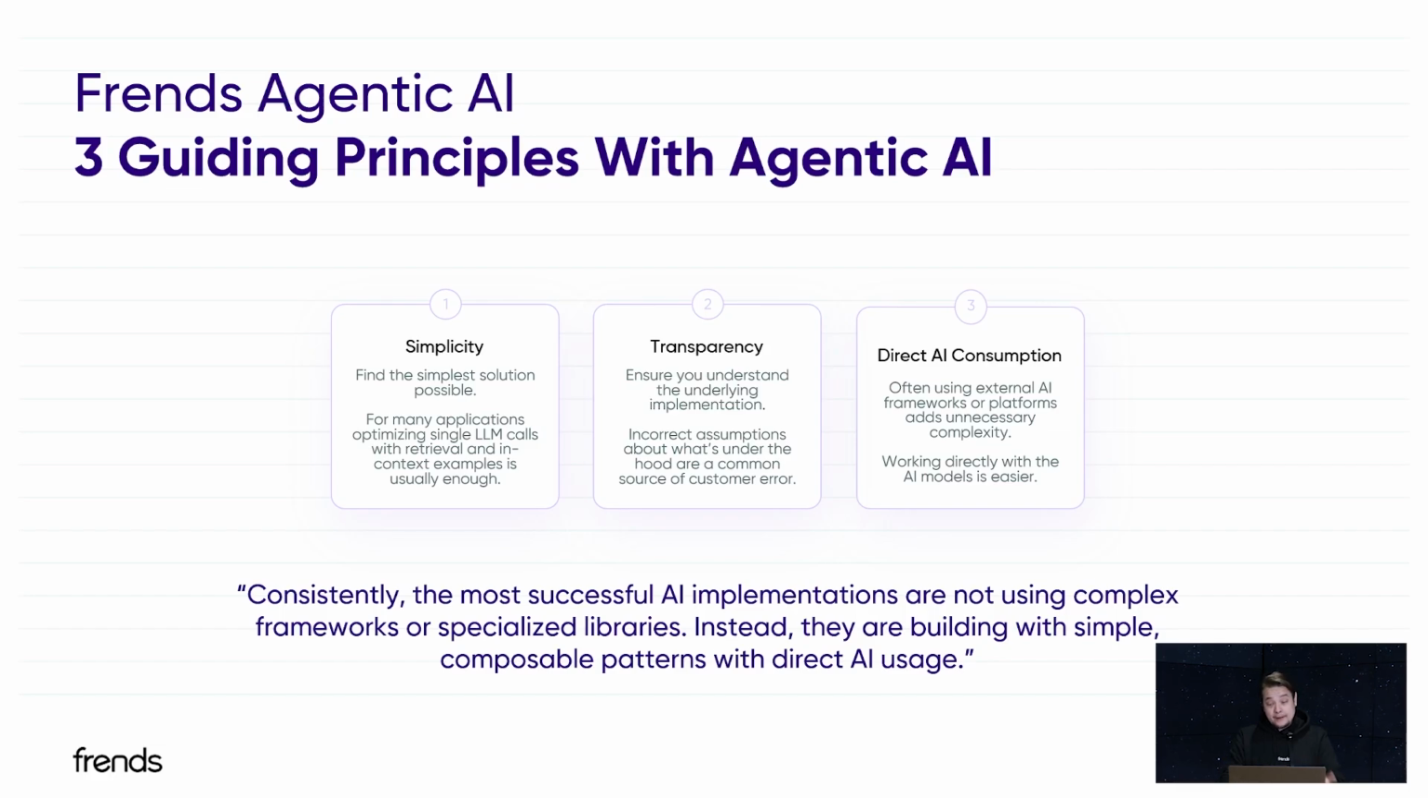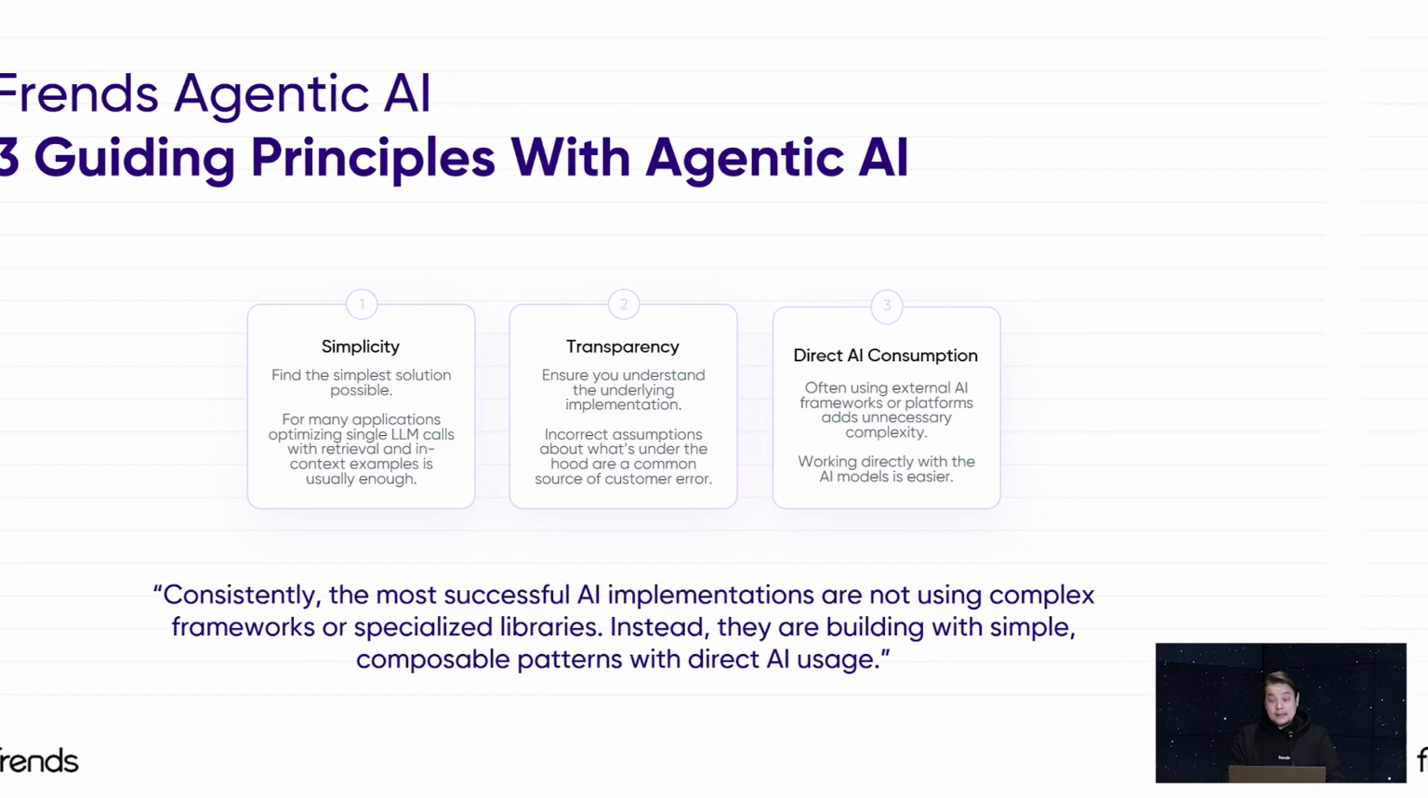And finally, direct AI consumption, meaning that you should be able to understand what AI models you're using. Like I said previously, you don't need unnecessary frameworks or specialized libraries complicating the solution, but instead you should be using composable patterns with direct AI usage to build out your agentic AI strategy.